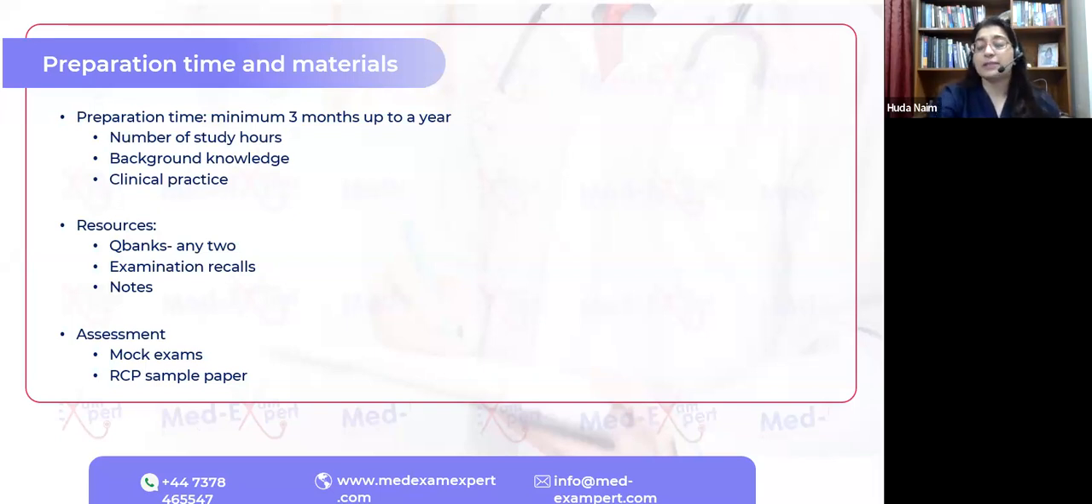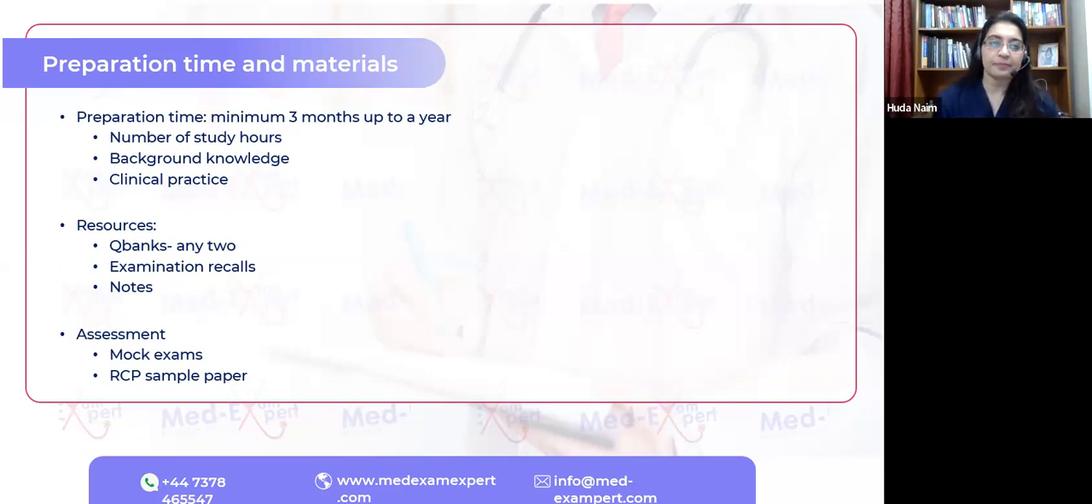Then it also depends upon your background knowledge. If you're a current resident or a fresh graduate, then your core concepts would be really fresh. But if you are an older graduate or you're working in any allied medical field, then you might not have the background knowledge for medicine, and you'll have to polish it up a bit before you book your exam.